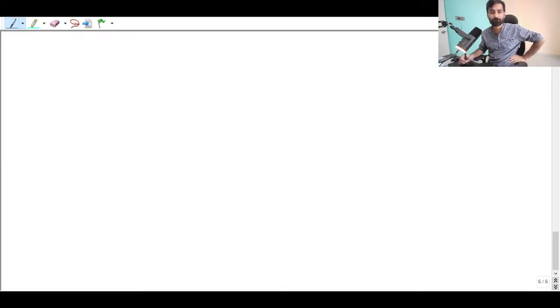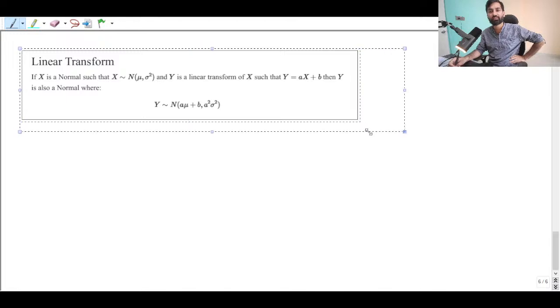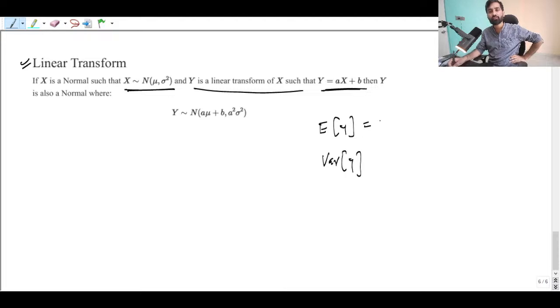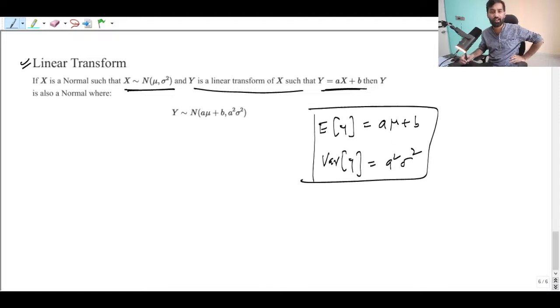I have also talked about linear transformation, right? Just giving you the recap of the last session. Linear transformation: if X is any normal with mu and sigma, and Y is the linear transform of X such that Y is given like this, then the expectation of Y is going to be a mu plus b, and variance is going to be a square sigma square. You know how to find that. I need not discuss this.